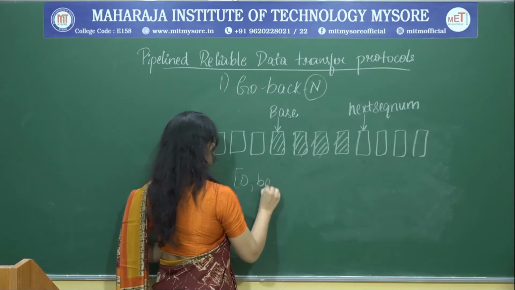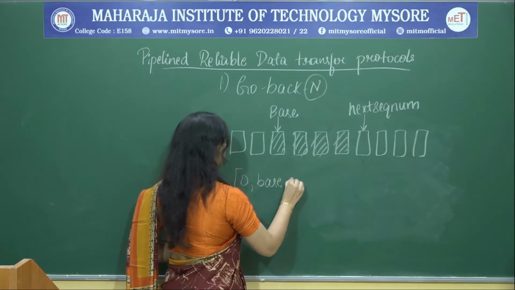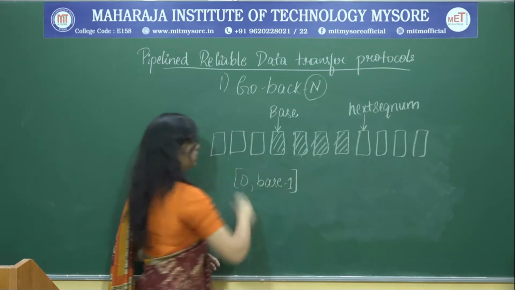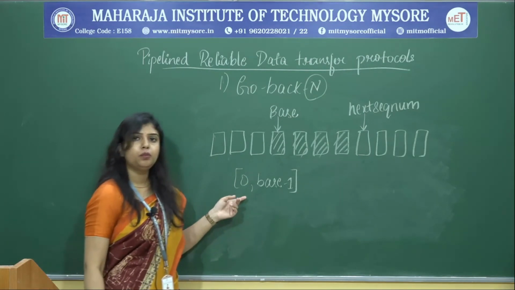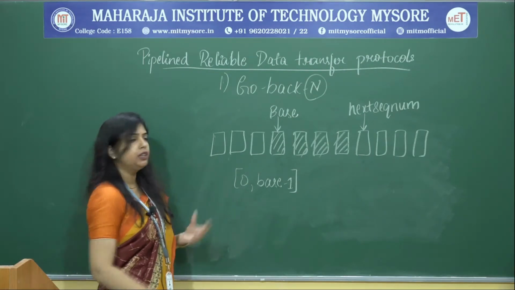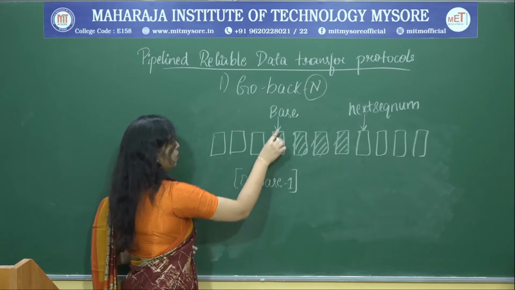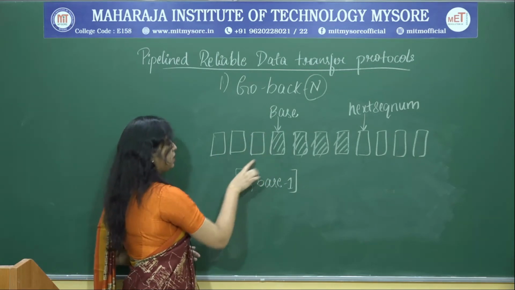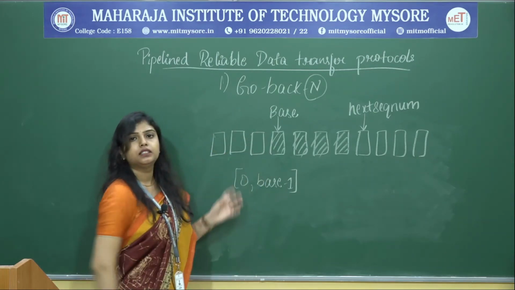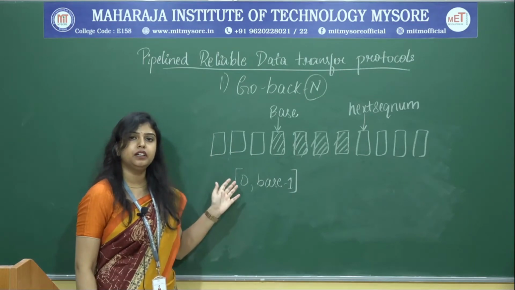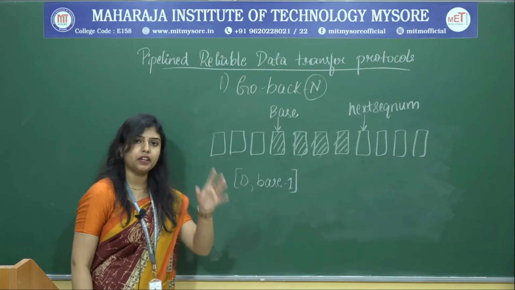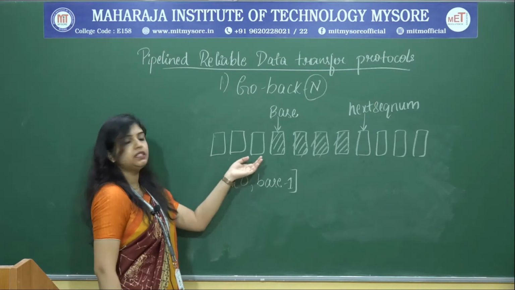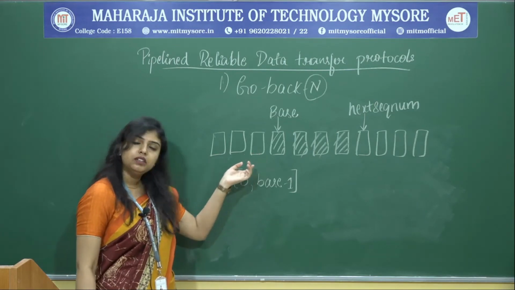The range 0 to base minus 1 will point to these here. The packets from 0 to base minus 1 are those packets that have been sent from the sender and received by the receiver, and the acknowledgement for these packets has been received by the sender.